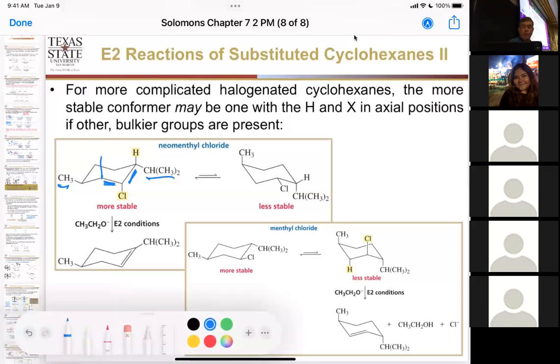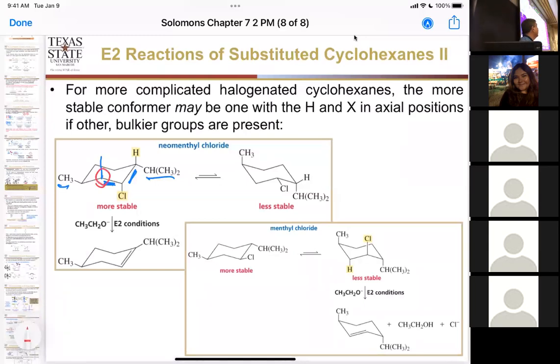So that means that we can eliminate in this direction here or in that direction there. Which direction do you think it's going to eliminate? If we go to this side here, we'll only have a di-substituted alkene. But we have a hydrogen over here. If we go to this side, we'll have a tri-substituted alkene. So it's going to go to that side to give us our tri-substituted alkene, which is over here.